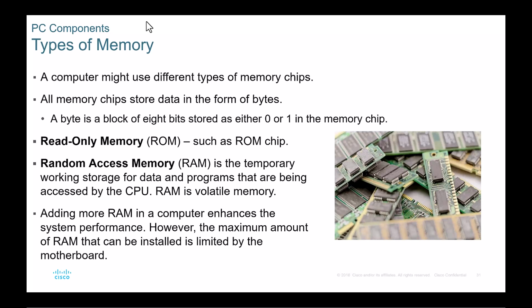All memory, that's a really important point. All memory chips store data in the form of bytes. A byte is a block of 8 bits, okay? Our bits are either going to be 0 or 1. And like I said, computers only understand those zeros and ones. As it comes through, it puts them in a block, and that's our byte itself. So 8 bits are in a byte. That's something you absolutely have to write down. Remember that. Have that ingrained in your head.